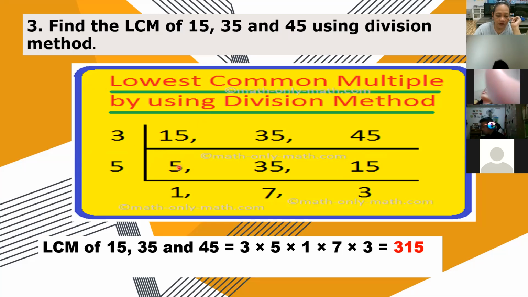Then put 5. 5 divided by 5 is 1, 35 divided by 5 is 7, and 15 divided by 5 is 3. So as this number has no more same factor, you can divide these numbers to 1. So if you multiply 3 times 5 times 1 times 7 times 3, the answer is 315. That is the LCM of the three numbers. Okay?